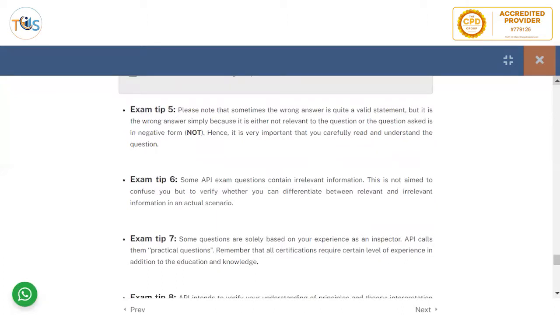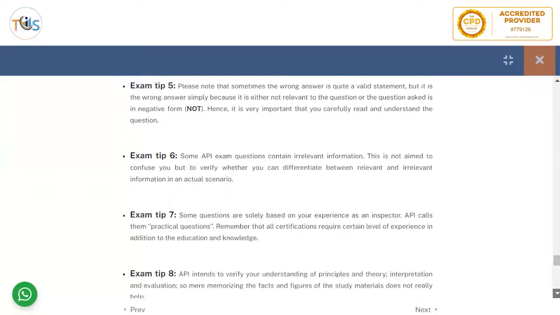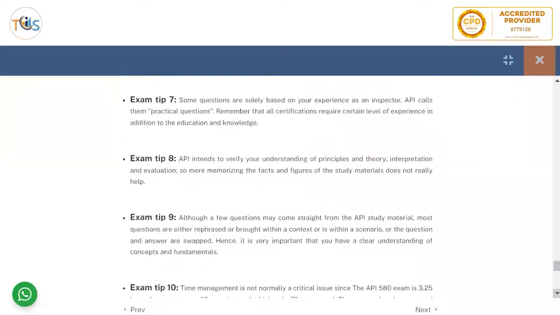Some API exam questions contain irrelevant information. This is not aimed to confuse you, but to verify whether you can differentiate between relevant and irrelevant information in an actual scenario. Some questions are solely based on your experience as an inspector. API calls them practical type of question or awareness type of question.